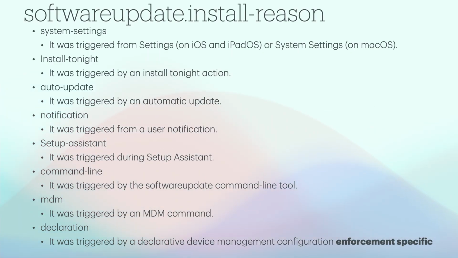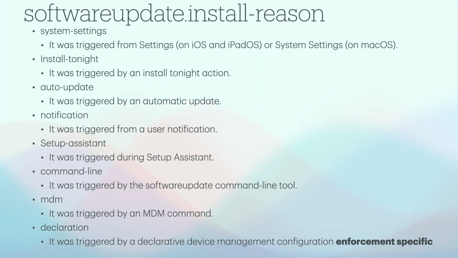Install tonight could mean that they were like, oh yeah, I'll do it tonight. They click the notification and say install tonight. It'll take place that night. Automatic update would be triggered by the automatic update if that took place. Notification, if it was triggered by the user notification, they interacted with it in some way, and they say, okay, I would dismiss, I saw it, I'll let that happen tonight. That's going to be by notification.